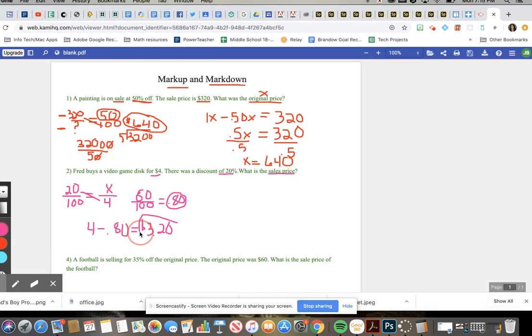Okay, so there again, that's her proportion. The game was $4. It was at 20% off. The 20% off came out to be 80 cents, and I had to take the original minus the amount off, the 80 cents, to get my sale price. All right. Okay, so for my equation here, I know that there was a discount of 20%.